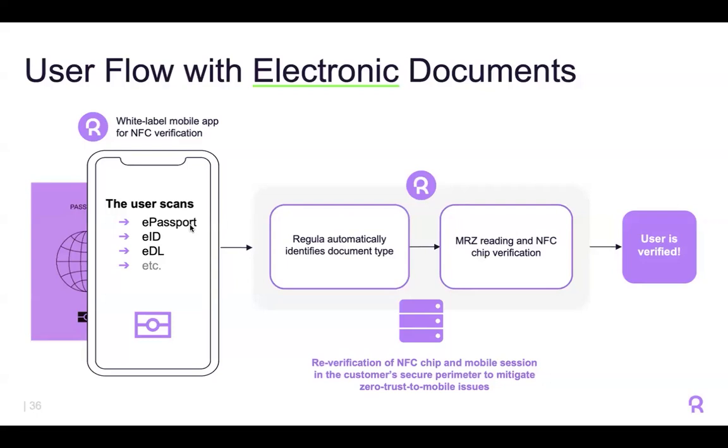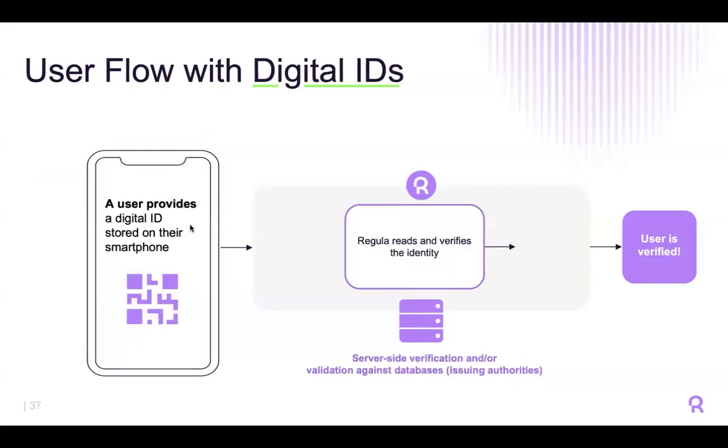Another flow is when we use a digital ID. A user applies with a digital ID stored on their smartphone. Regula reads and verifies the identity and checks all the certificates and data. Here you can also verify it on your backend as well.